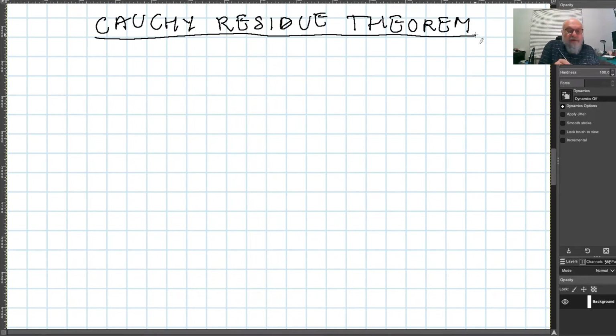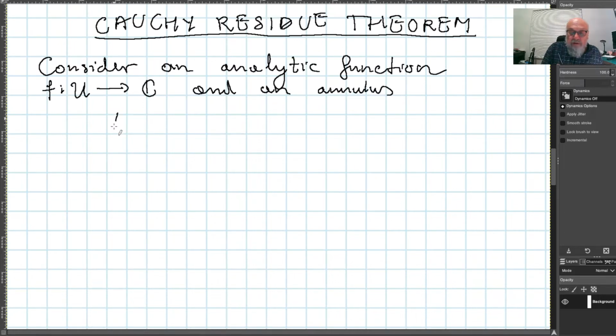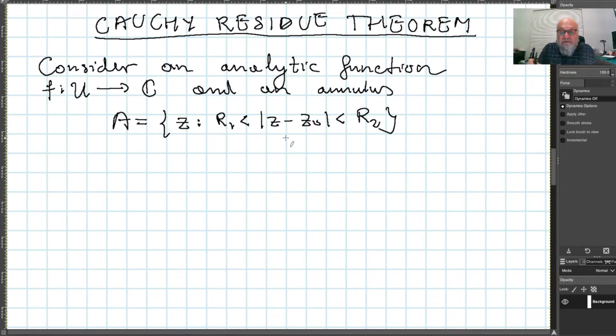And we begin with the typical setting and consider an analytic function. So write it down, f from U to C. So U is a domain in C, and an annulus. Put it like this: A is equal to the set of all z such that R1 is the inner radius of this annulus, and there is also the outer radius R2, so R1 smaller than R2. So this is an annulus, such that A is contained in the domain U.